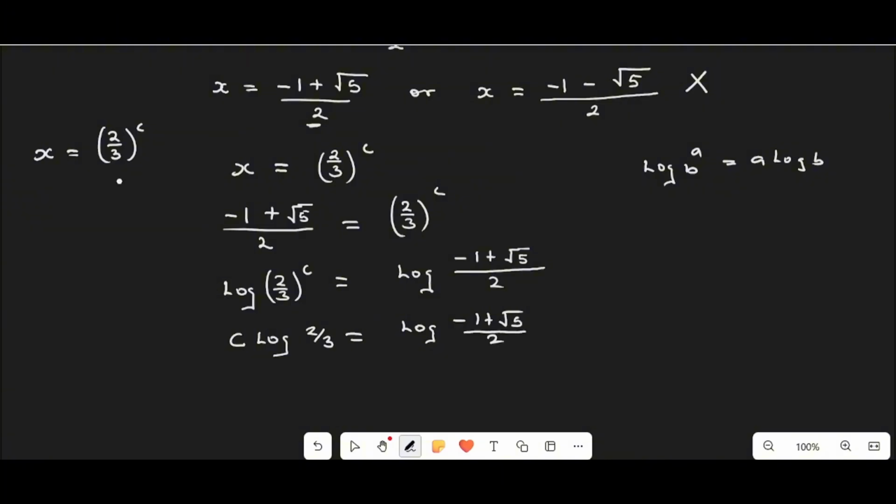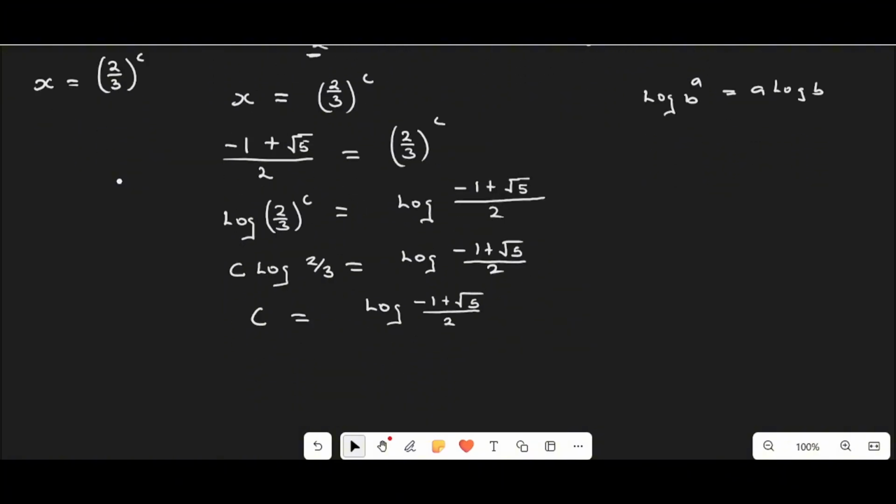So for us to determine C, let us divide both sides by log 2 over 3. So C equal to log of -1 plus root 5 over 2 divided by log 2 over 3. This is the exact value of our C.